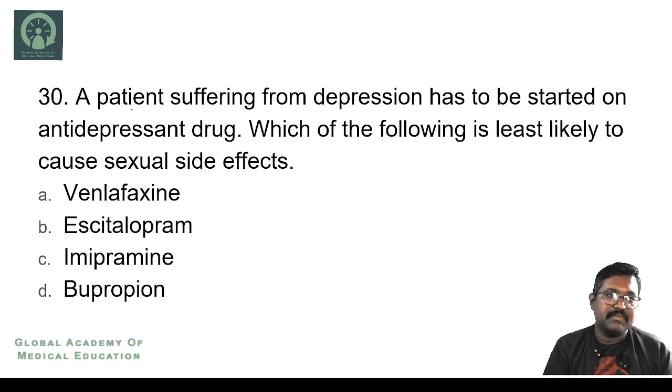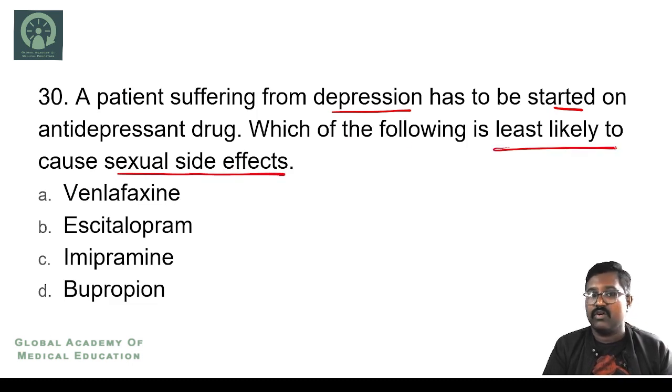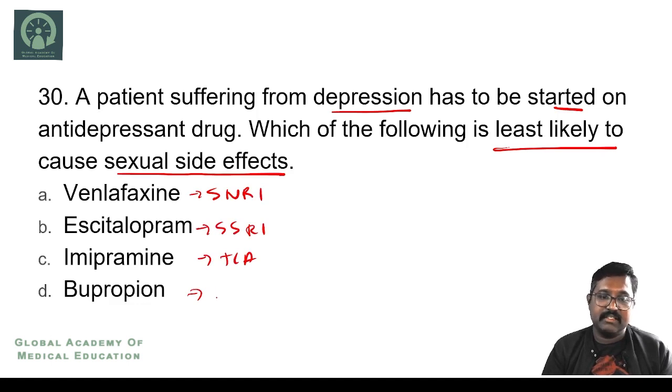Next, coming to the 30th MCQ, a patient suffering from depression has to be started on an antidepressant drug. Which of the following is less likely to cause a sexual related side effect? Less likely to cause. So usually venlafaxine, SNRI, SSRI, and the tricyclic antidepressants inhibit the reuptake of noradrenaline and 5-HT as well as dopamine.